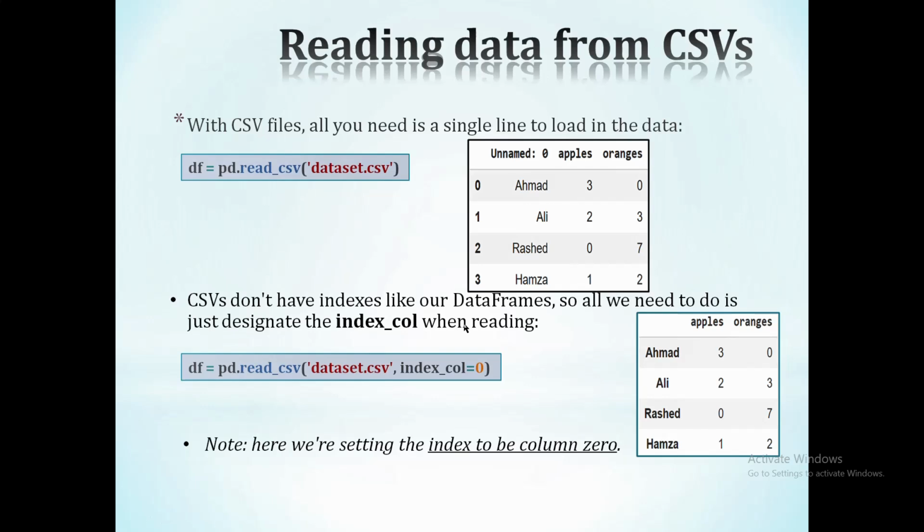Whenever I am reading a CSV file, all you need is a single line to load your data. That is pd.read_csv with the data set name. CSV does not have indexes like our data frame, so we have to include the index column when reading. That is index_col equal to 0. Here we are setting the index to be from 0.